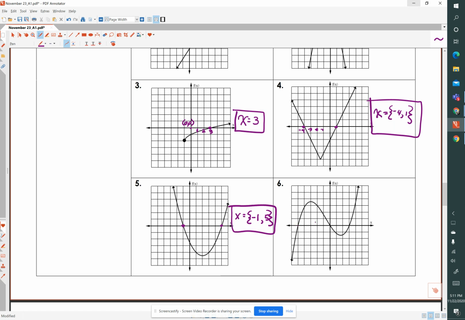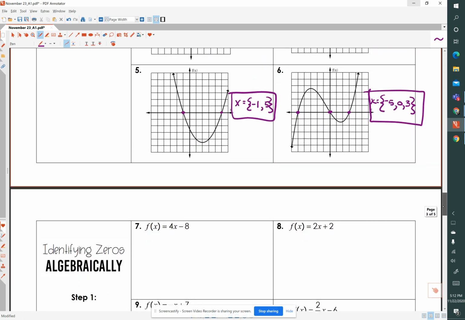And here we are, this is called a cubic function, and we are crossing the x-axis at 3 places. So that would be -1, 2, 3, 4, 5. So x equals -5, here at 0, and +3. So those are the zeros of those functions.